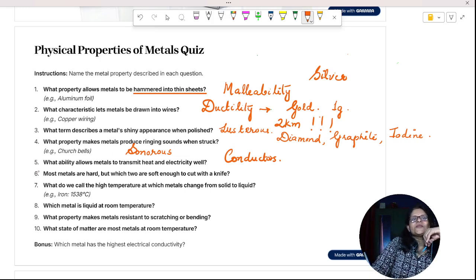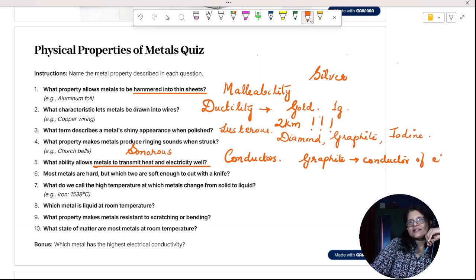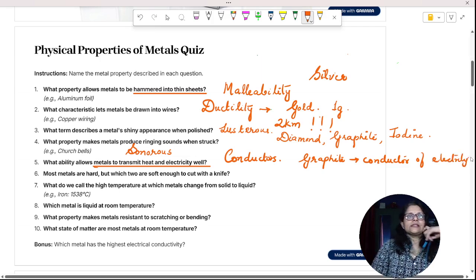Okay, now, metals usually transmit heat and electricity. Non-metals usually do not, but there is one non-metal exception. Graphite is a conductor of electricity, even though it is a non-metal.